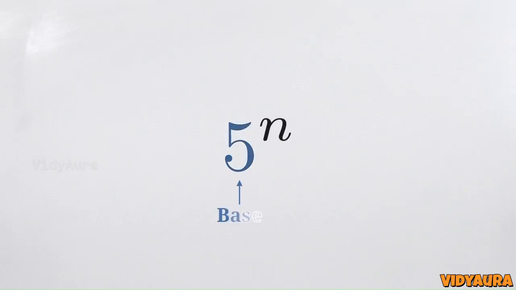The large number at the bottom, in this case 5, is what we call the base. This is the core number that is being multiplied. The little number up top is the exponent, or power. It tells us exactly how many times to multiply that base number by itself.